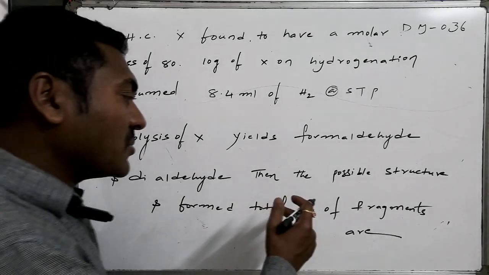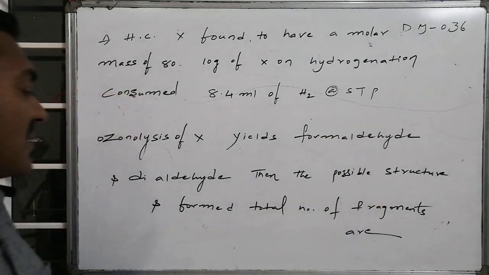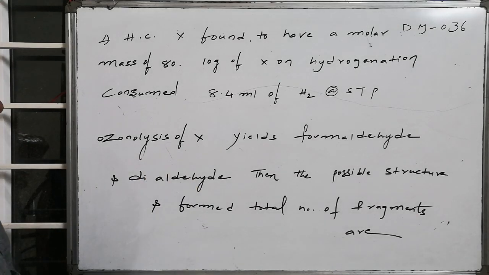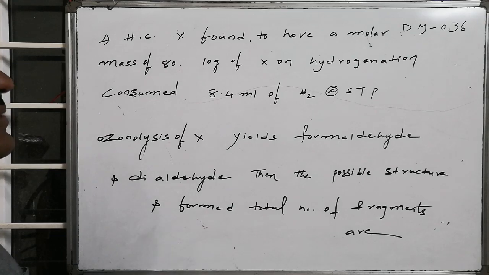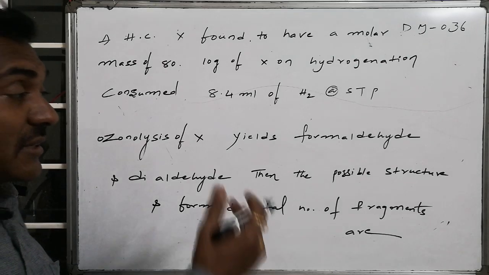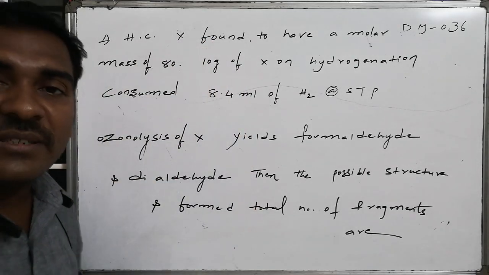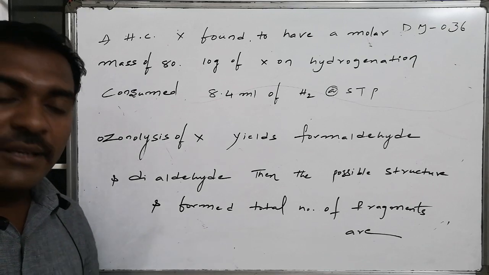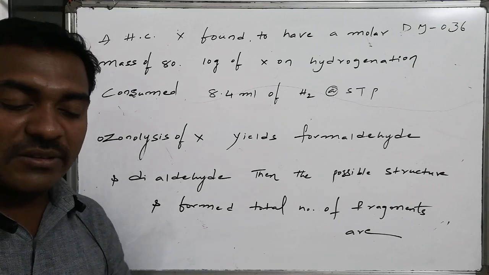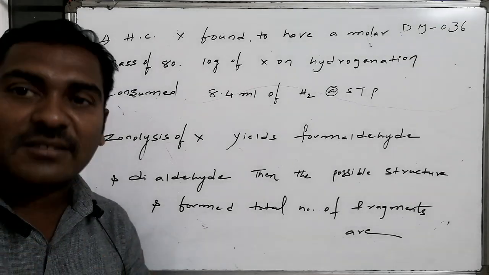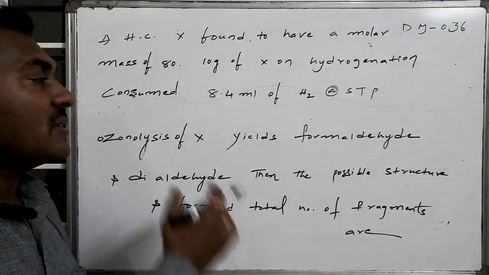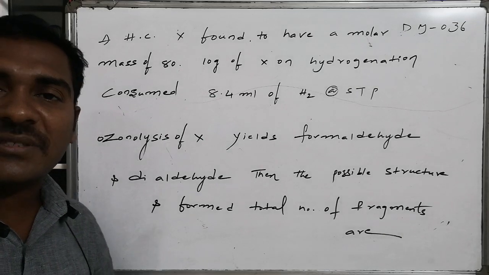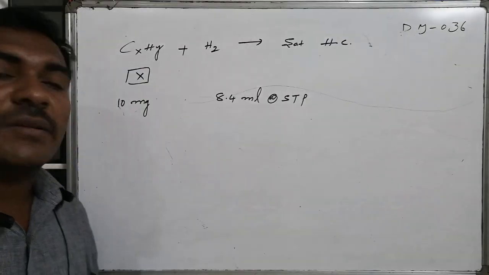Then you are asked to write the possible structure of the given hydrocarbon and the total number of fragments formed, present in the hydrocarbon, with the given information. If I write the structural equation on behalf of the given presentation related to the question, it can be based on the given information.